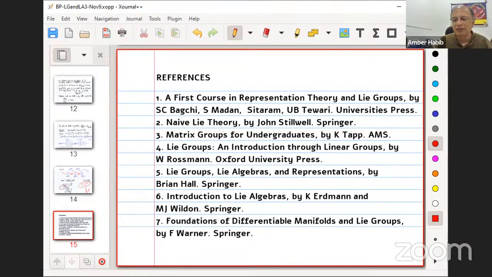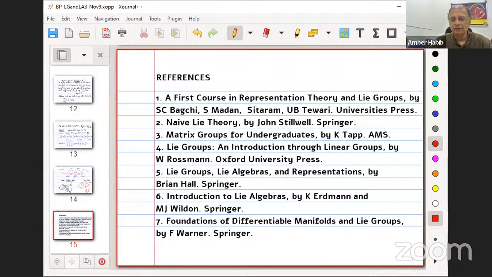Naive Lie Theory by John Stillwell is another small book, similar to what we have done in these three lectures. It looks again at matrix groups and concrete things and works out various examples. It's more of an example-based book in that sense.